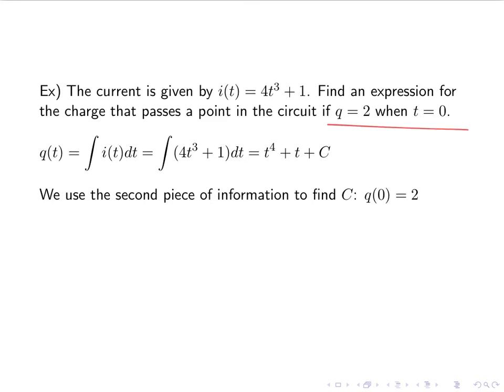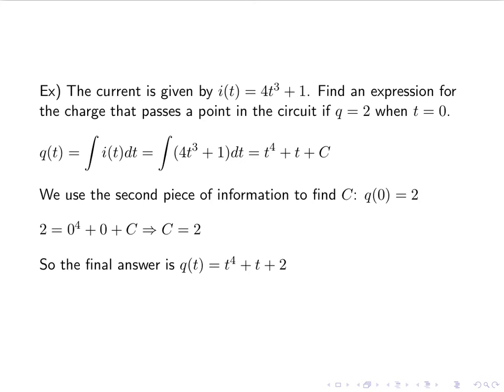We're going to use this second piece of information to find c. If q equals 2 when t is 0, that means q of 0 is 2. We're going to plug that in. So 2 equals 0 to the fourth plus 0 plus c. So c is 2. And that gives us our final answer as t to the fourth plus t plus 2. A lot of times I'll have people who end with their answer of c equals 2. But remember the question, it says find an expression for the charge. So my answer is actually the entire equation, q of t equals, with that c plugged in.